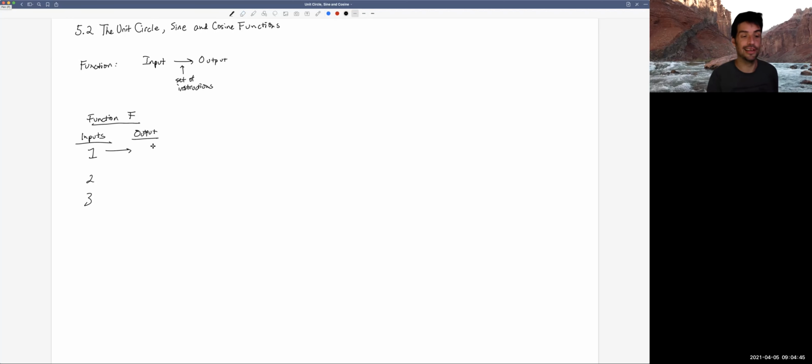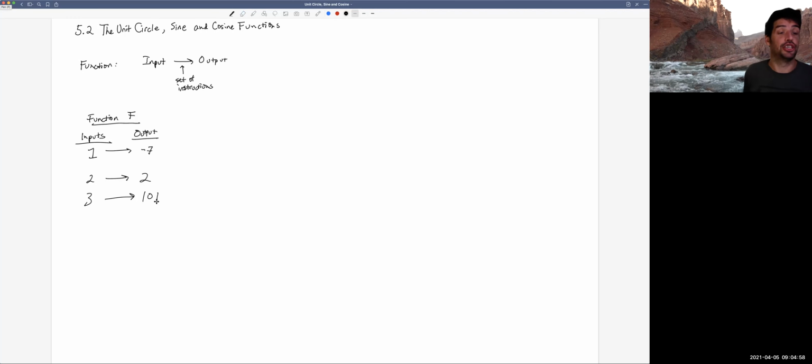So I could maybe say that the input 1 takes me to -7. The input 2 has the output of itself, and the input 3 has the output of 101. I don't have a lot of meaning to this, but it is a function. I've told you my inputs, and for each of those inputs, I've given you an output. This is not a typical way we have a function.